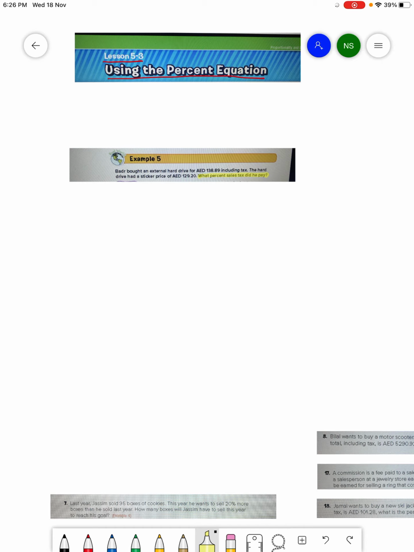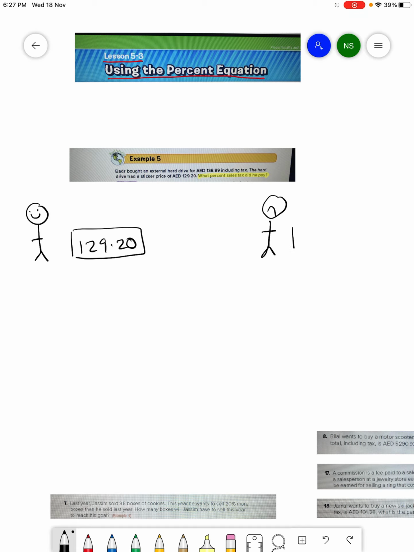Badr bought an external hard drive for 138.89 dirham including tax. The hard drive had a sticker price of 129.20. So when he saw it, it said 129.20 dirham, and he was very happy. But when he went to pay for it, he was very sad. Do you remember why he was sad? Because the man said, no, you have to pay tax on top of that. And the tax made the price go up to 138.89. Well, Badr paid for it anyway, because he really wanted the game.